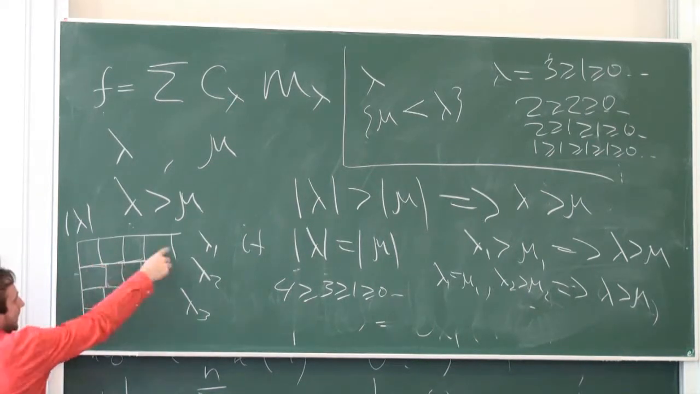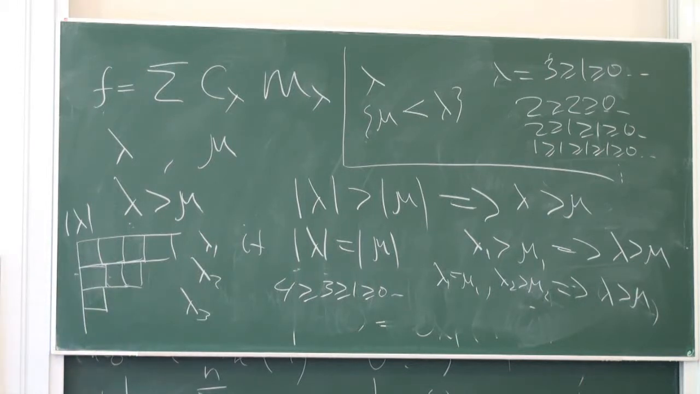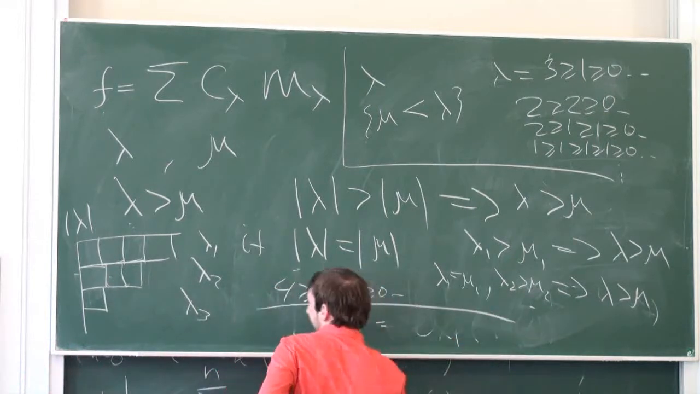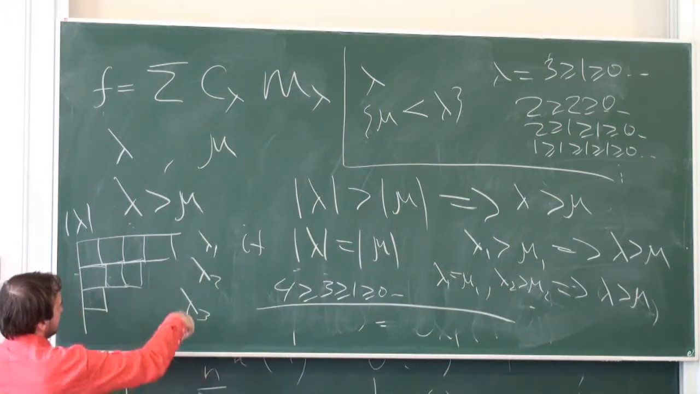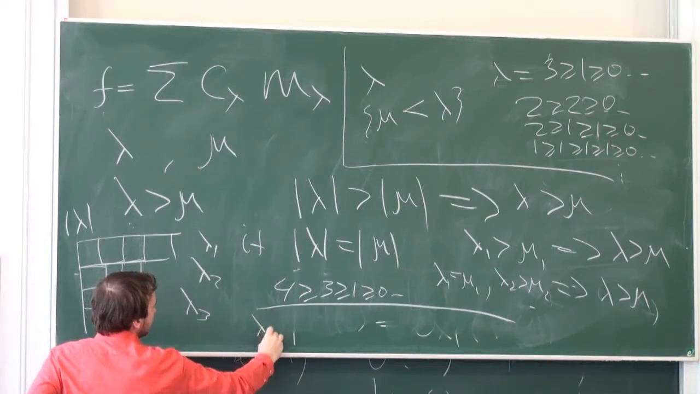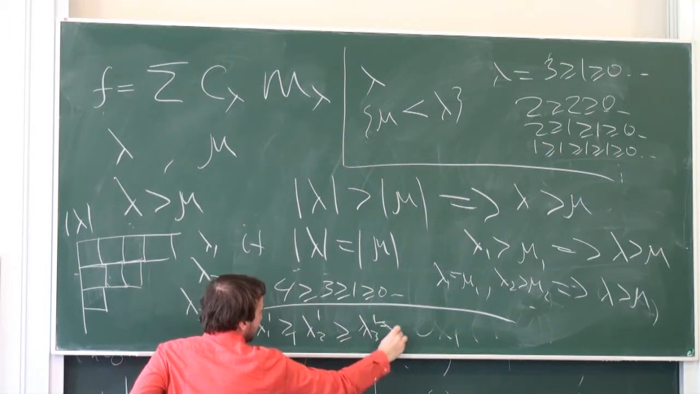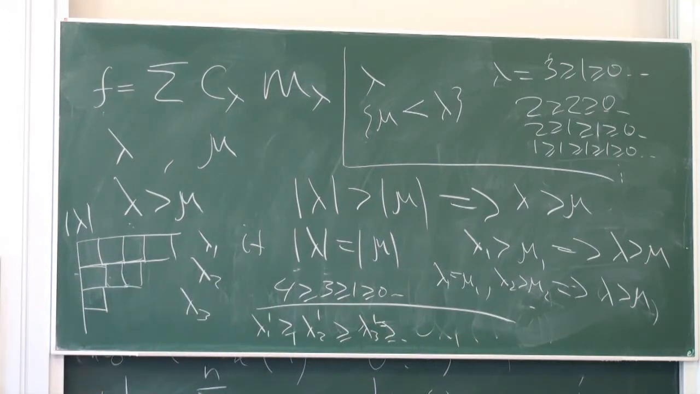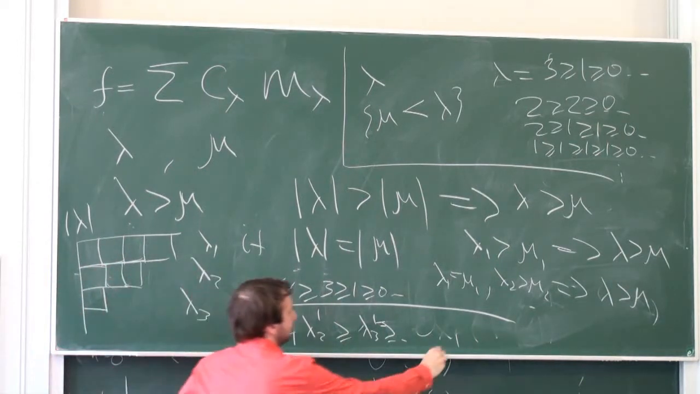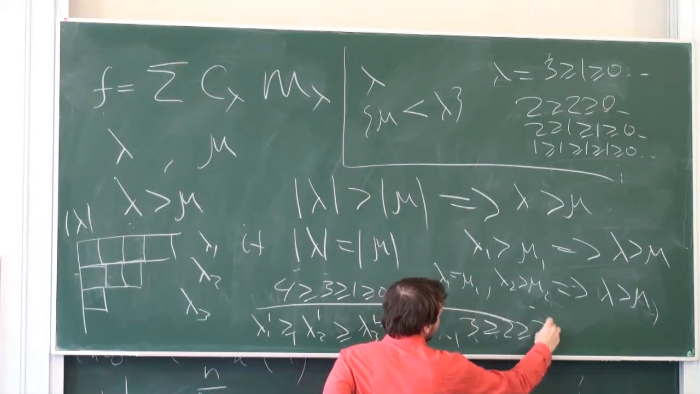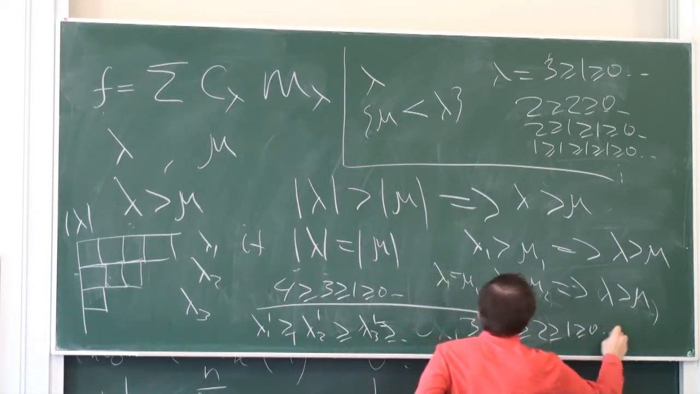So here we're looking at the row length of this picture, but we can also look at the column length of this picture. So let's write the columns of our Young diagrams, which we'll denote by the same letters lambda but with prime. So lambda 1 prime, lambda 2 prime, lambda 3 prime. So what are those for this picture? The first coordinate is 3, second is 2, then again 2, then 1. So this is 3 greater than 2, greater than 2, greater than 1, and then zeros.